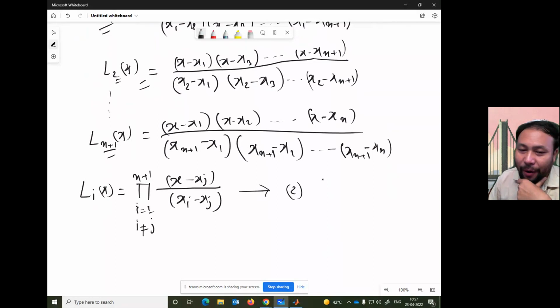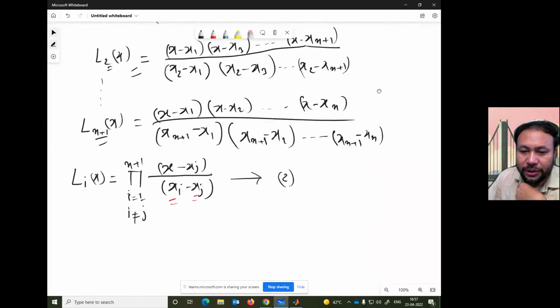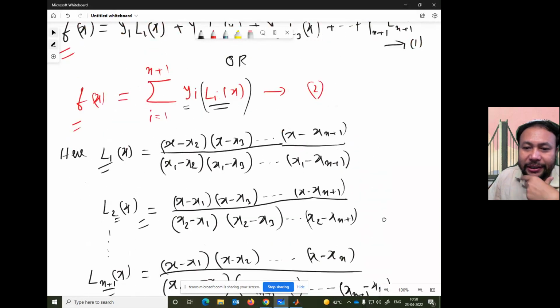So this is the logic, equation number 2 we have. L1, L2, L3, up to L(n+1) can be written in a general form: Li(x) is equal to the product from j equals 1 to n plus 1, but i and j cannot be equal. If they are equal, then it becomes 0, and then equation number 2 becomes undefined. So this is the logic we have written here. Let this be equation number 3. Now putting the value of Li in equation number 2.